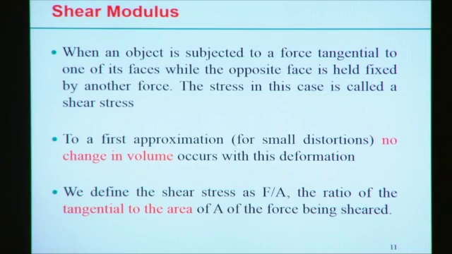And to a first approximation, specifically for small distortion or small deformation, no change in volume occurs with this deformation. We define the shear stress as a ratio similar to normal stress, force divided by area, but this area is tangential to the direction of the force being applied.